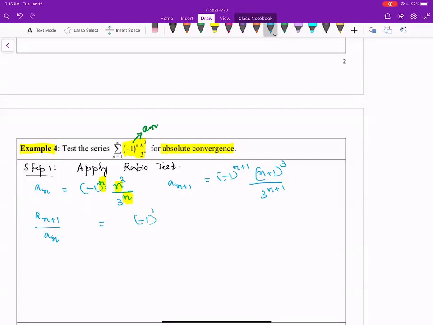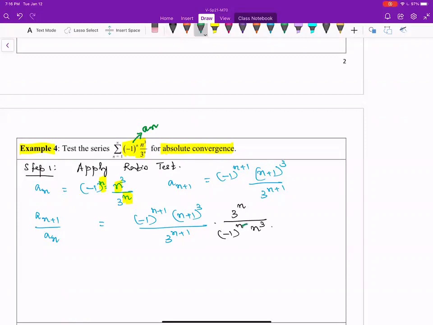It's (-1)^(n+1) times (n+1) the whole cube divided by 3^(n+1). Then I'm dividing by a_n, which has both the numerator and the denominator. Then when I divide, we are going to multiply by the reciprocal. So it is 3^n over (-1)^n times n^3.